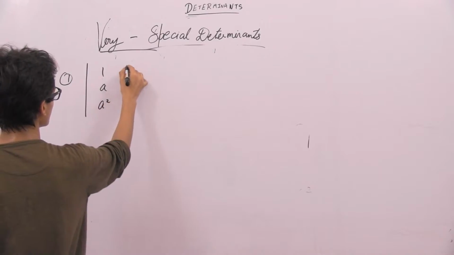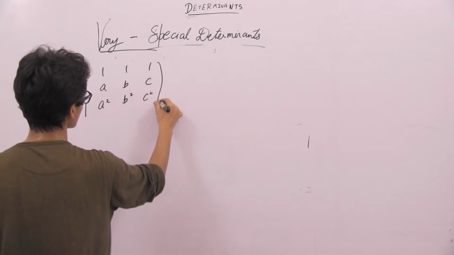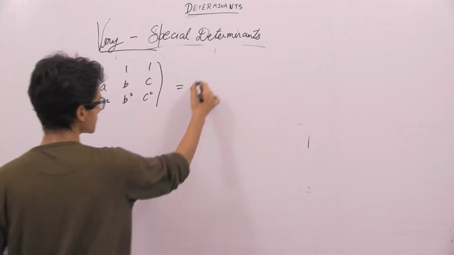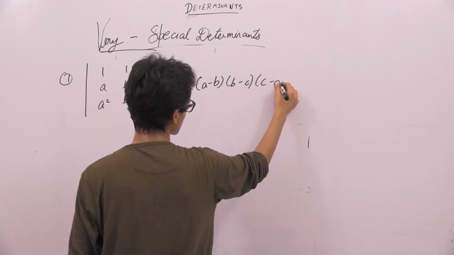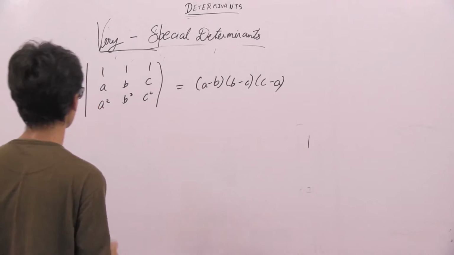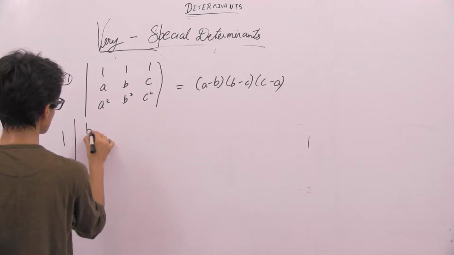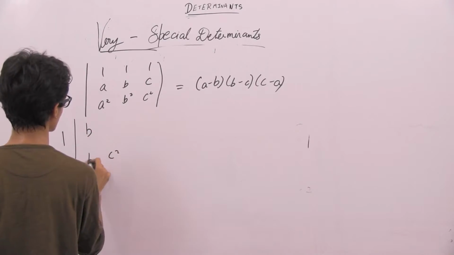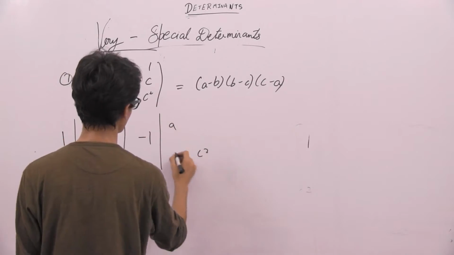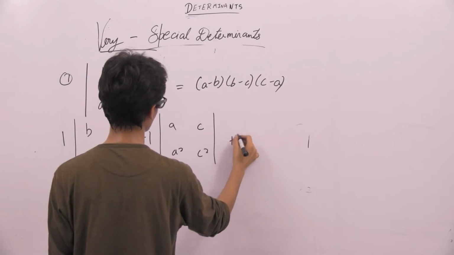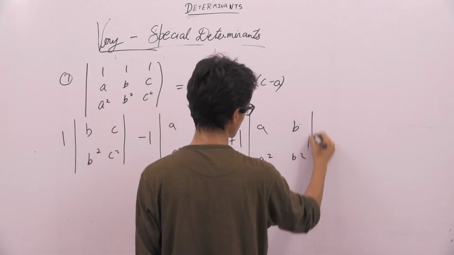1, a square, 1, b square and 1, c square. The value of this determinant comes out to be (a minus b)(b minus c)(c minus a). Let's see how. Taking this row, we get 1 times (b square c) minus 1 times (a square c) plus 1 times (a square b).